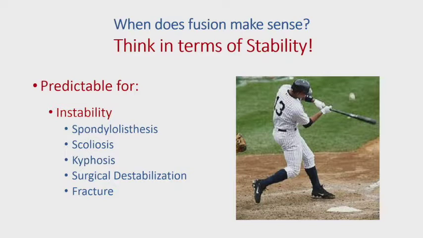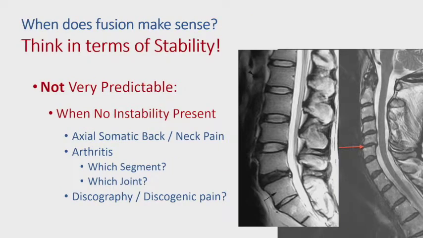If you have instability, spondylolisthesis, scoliosis, kyphosis, surgical destabilization, a fracture, and you fuse, it's a home run. They're going to do great. You get into trouble, and it's not very predictable, with fusions for arthritic back pain or any other back pain or neck pain when there's no real instability present.